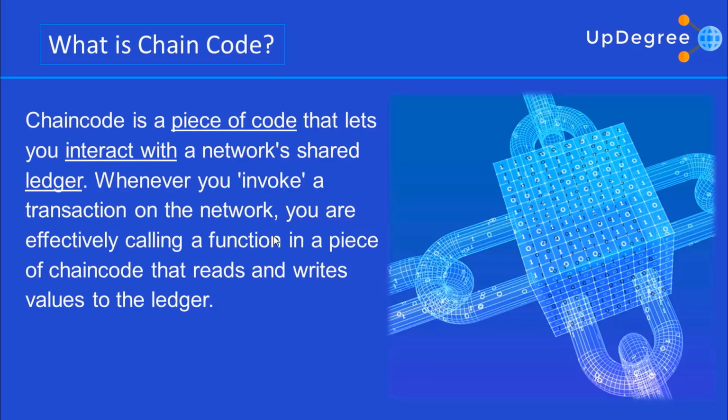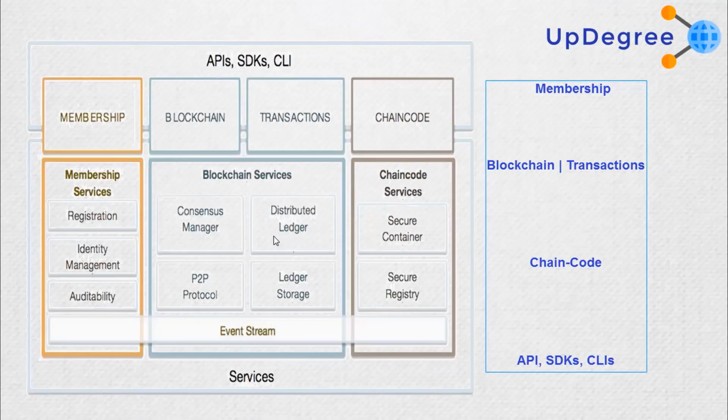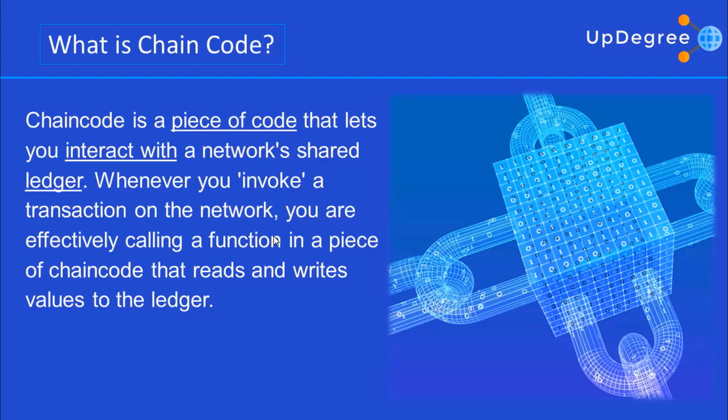Let's understand what chain code is. Chain code is a piece of code that lets you interact with the network's shared ledger. You have seen that there is a shared ledger in the blockchain services. So basically, chain code is a piece of code that lets you interact with the network's shared ledger. Whenever you invoke a transaction on the network, you are effectively calling a function in a piece of chain code that reads and writes values to the ledger.